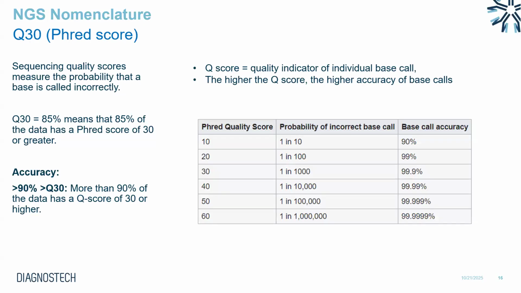Now, the commonly known Q30 score, or Phred score. This is a sequencing quality score that measures the probability that a base is called incorrectly. A Q score of 30 equals 1 in 1,000 base calls that may be incorrect. These days, short-read NGS platforms, such as Element, are closer to Q40 and Q50, providing ultra-high accuracy variant calling. Ultimately, the higher the Q score, the higher the accuracy of the base calls.